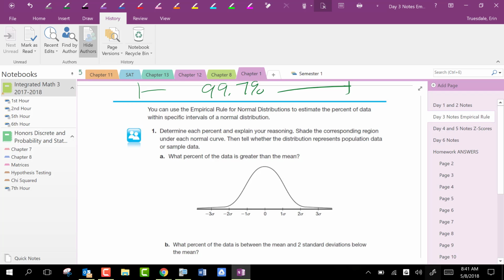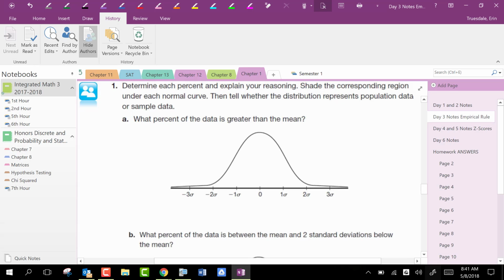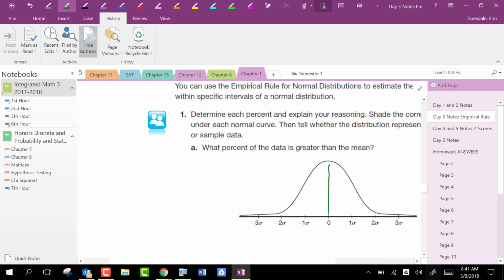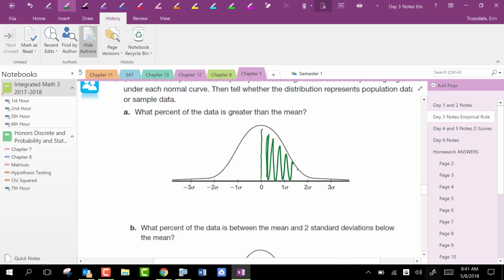Shade the corresponding region under the normal curve and then tell whether the distribution represents the population or the sample data. So what percent of data is greater than the mean? That would be from the mean out to here. What percent would you think that is? 50? Yeah, 50% of the whole. Yes? 49.85. I understand where you're coming from. We're also going to include this little bit after the 3, so that's where the 50 comes in. Other questions there? Okay, go to the next one.